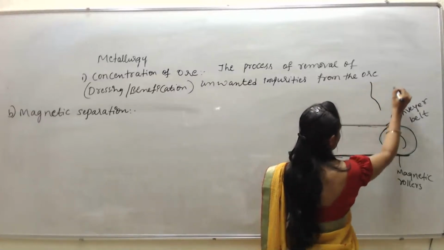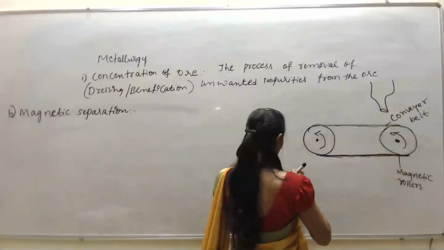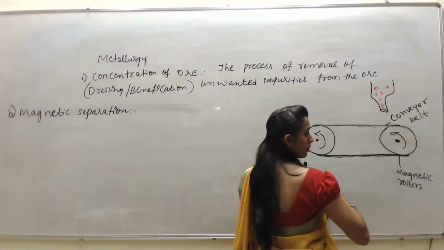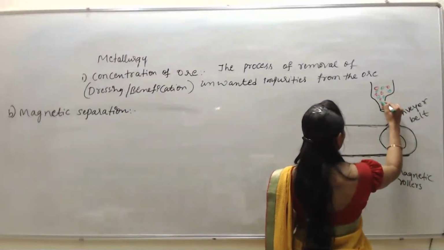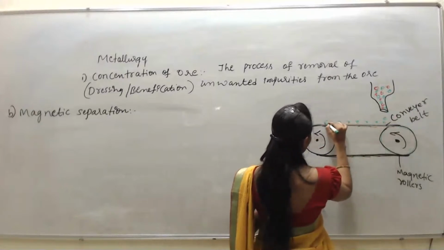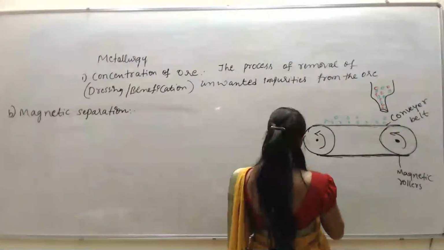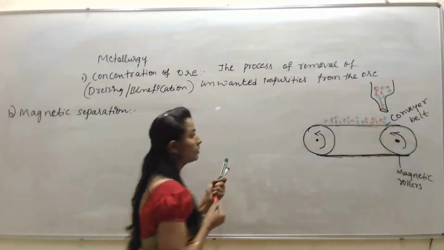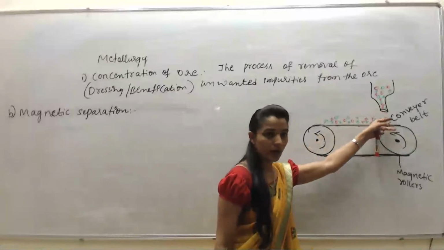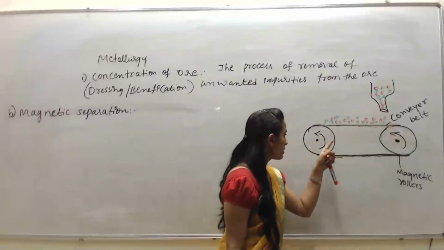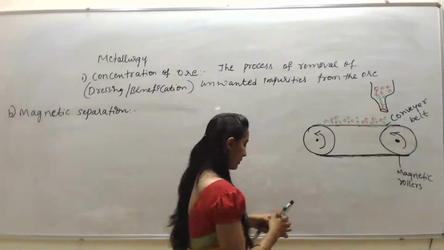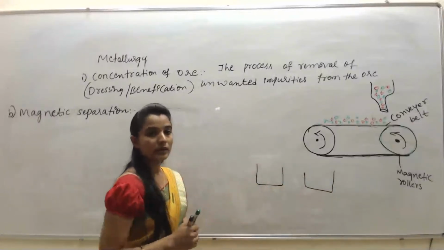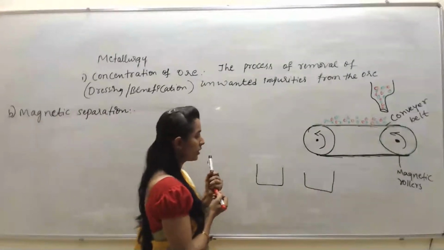Here, gangue particles are also there. They are carried along. So listen students, what happens when this powdered ore or mineral is carried by the conveyor belt around these magnetic rollers? Here two containers will be there, one very near to the magnetic rollers and one far away from the magnetic rollers. So then what happens?